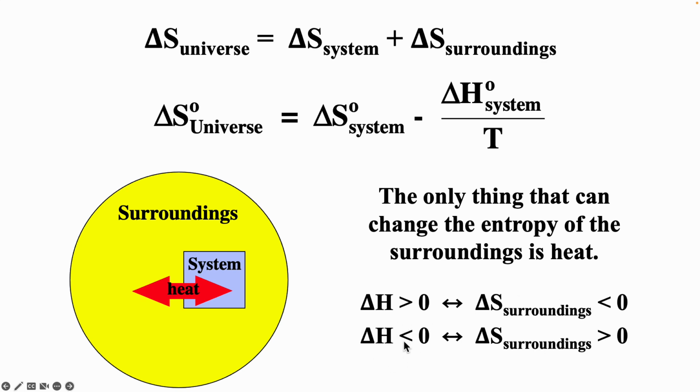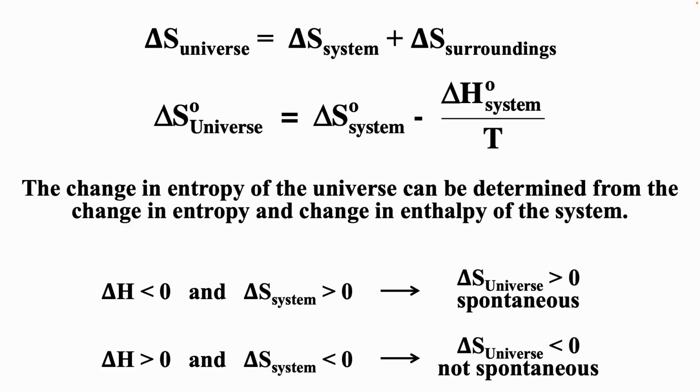If delta H is negative, that means that's an exothermic process. Heat's going from the system to surroundings, and that would cause the entropy of the surroundings to increase. If something gains heat, its entropy increases. And so if delta H is negative, again, that would correspond to delta S of surroundings being positive. And if delta S of the system is positive, then the delta S of the universe would be positive, and that would be a spontaneous process.